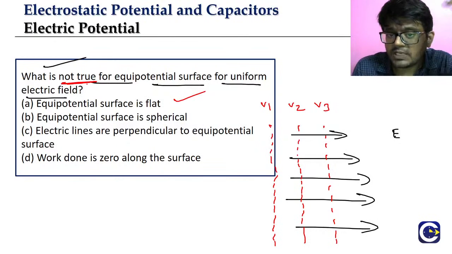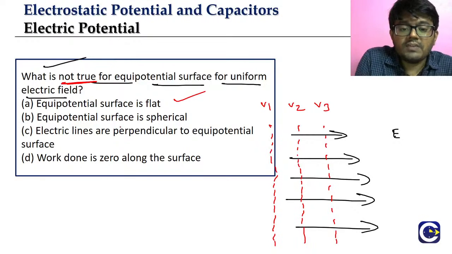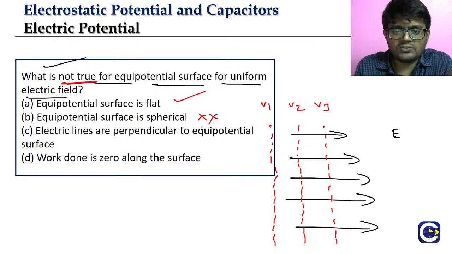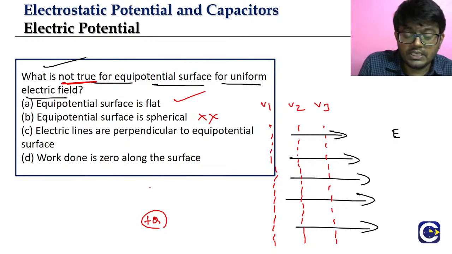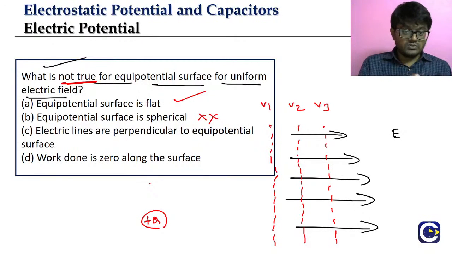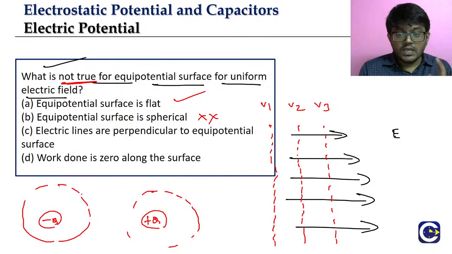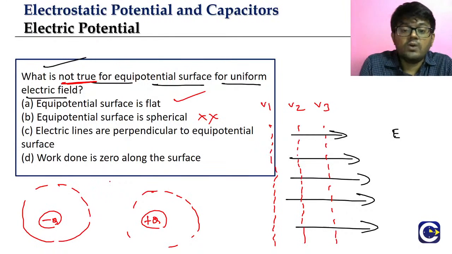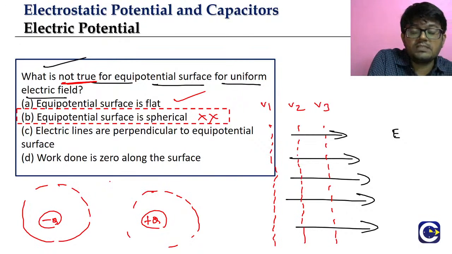If you are saying that equipotential surface is flat, then definitely option B cannot be a correct statement. What are they saying in option B? Equipotential surface is spherical. Flat means planar surface. Spherical there will be no chance. Equipotential surfaces will be spherical when we have a single positive charge or single negative charge. In that case, the equipotential surfaces will be spherical. In case of the uniform electric field, equipotential surfaces cannot be spherical. They will be planar or flat surfaces. So we are able to conclude the answer: option B is the one that is not true.